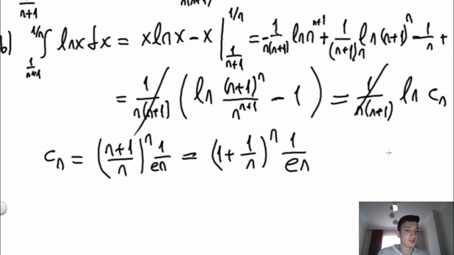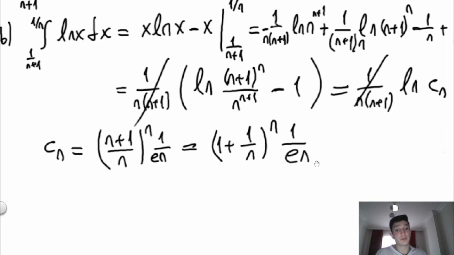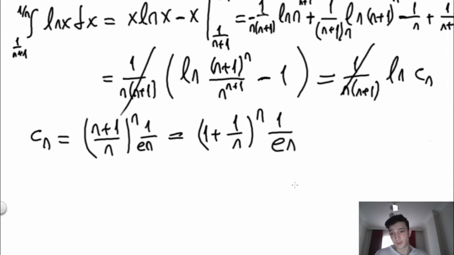Well, we know that the limit as n goes to infinity of 1 plus 1 over n to the power of n converges to e. So we're actually going to get something like that. We will get a bit more advanced version of it. Yeah, and then you can brag to your friends about that.